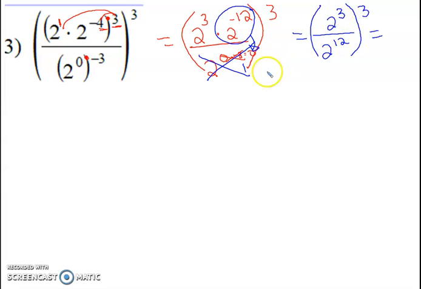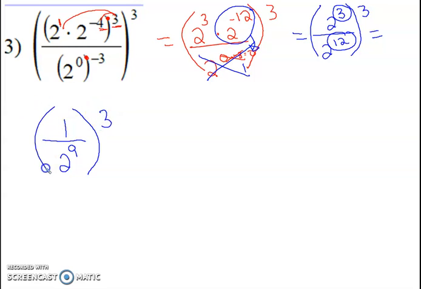So let's simplify. If I have 3 and 12, what do I really have? 2 to the 9th, but is it on the bottom or the top? Which one's bigger? The bottom. But then if I have nothing up here, I need to put a 1. Okay?